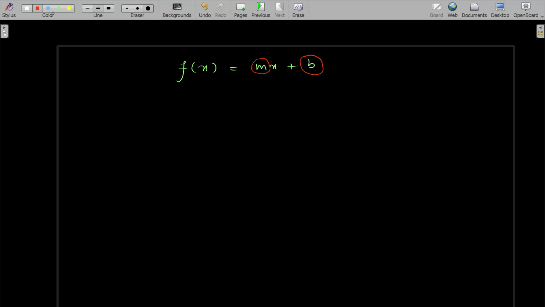The y-intercept is like where it touches the y-axis, and the slope is how high it goes, or how much it rises. That's absolutely correct, and that's the graphical interpretation. So B is going to be that point at which the line will cross the y-axis, and M is going to be the steepness, like how slanted or how steep the line is.